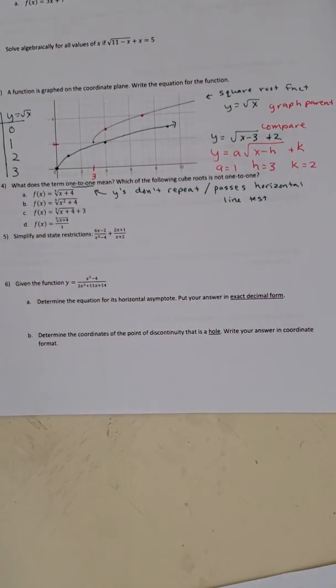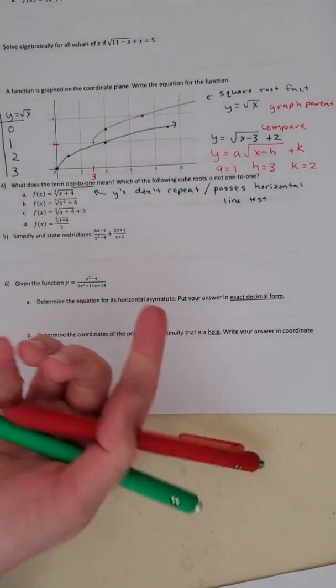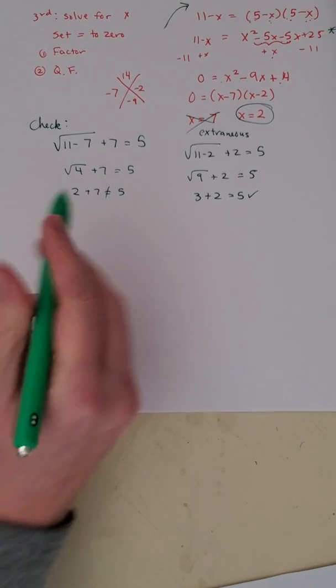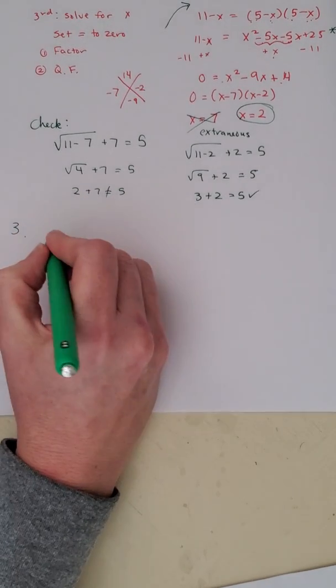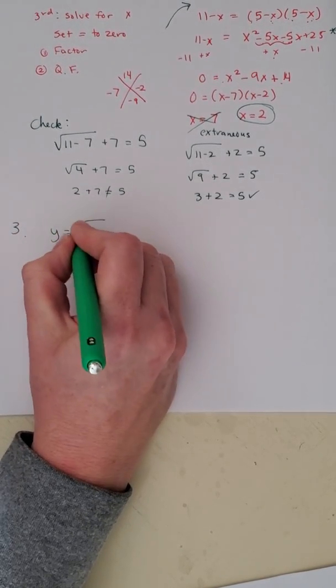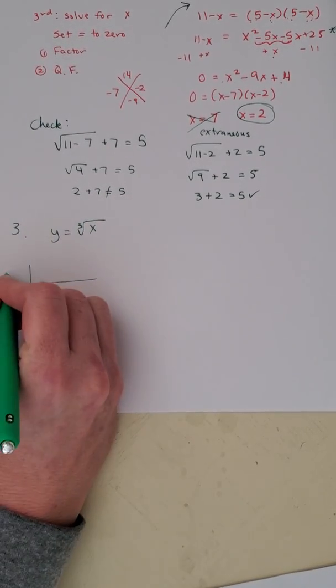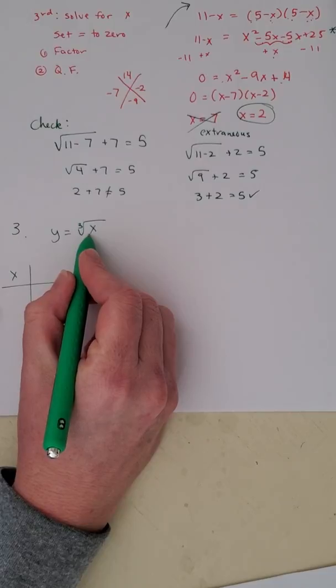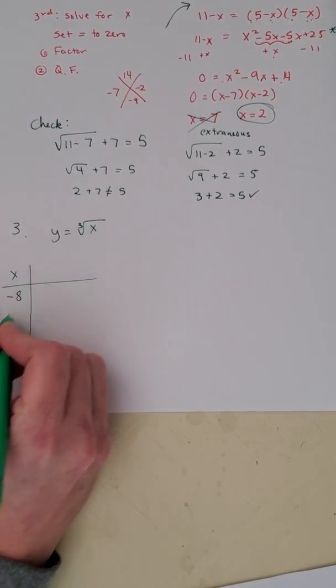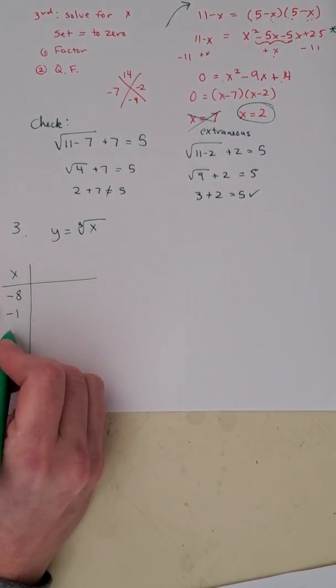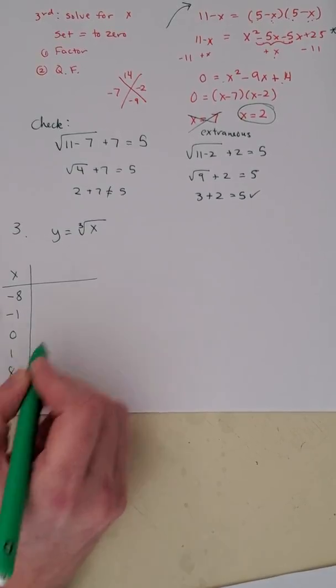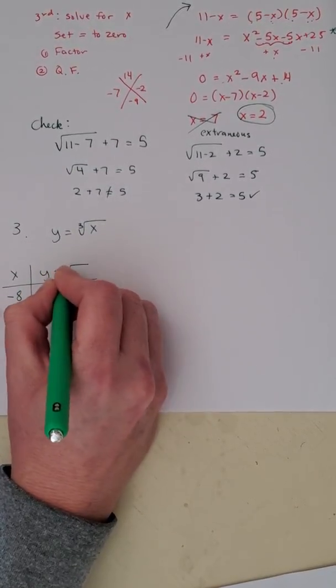Which of the following cube roots is not one-to-one? All right, well, we need to know what a cube root function looks like so that we can decide which of those would not be one-to-one. Again, I'll look at my parent, cube root x, and build a quick table of values. Now remember, with a cube root, you can pick negatives. I'm going to pick perfect cubes. 8 is a cube, 1 is a cube: negative 8, negative 1, 0, 1, and 8. And y equals cube root x.